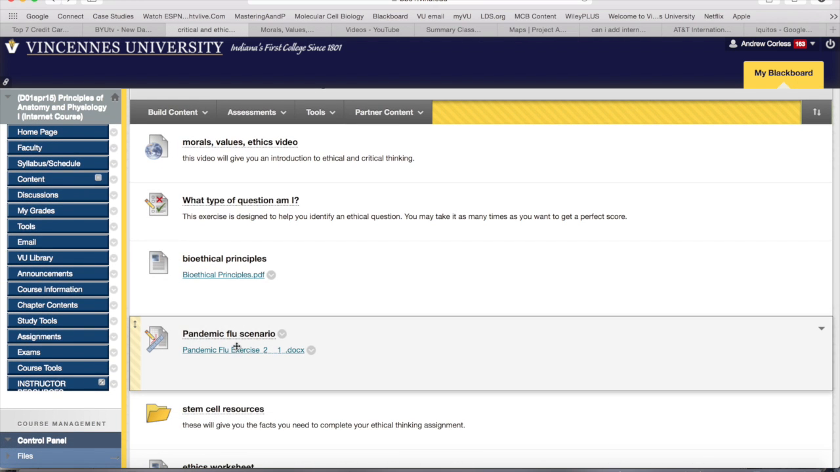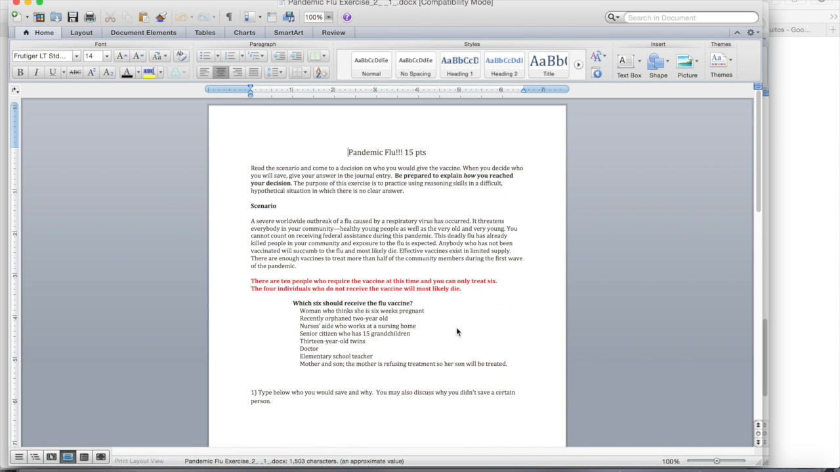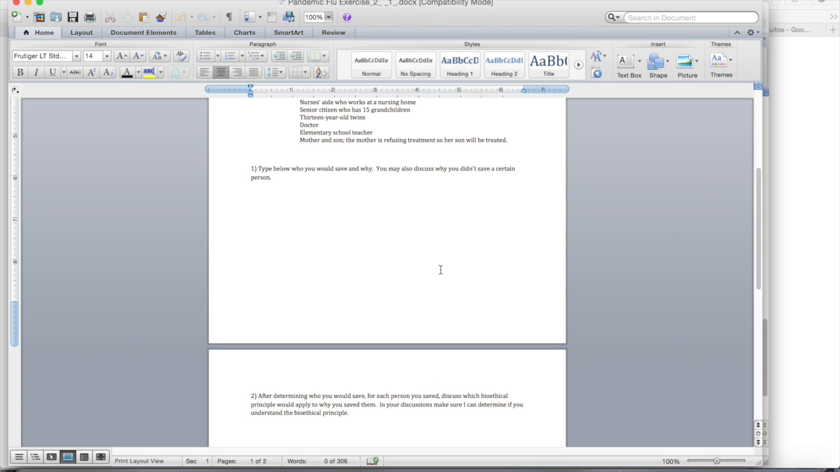The next thing you're going to do is this pandemic flu scenario. You can read the instructions. There's a pandemic flu, and it's going to kill everybody. There's 10 people that need the vaccine, and you can only treat 6. If the people don't get the vaccine, they're probably going to die. There's a list of people, and the best way to do this is to type it out on a separate piece of paper or a separate Word document, and then submit that.